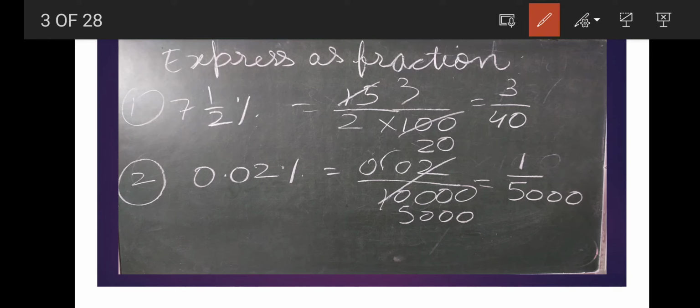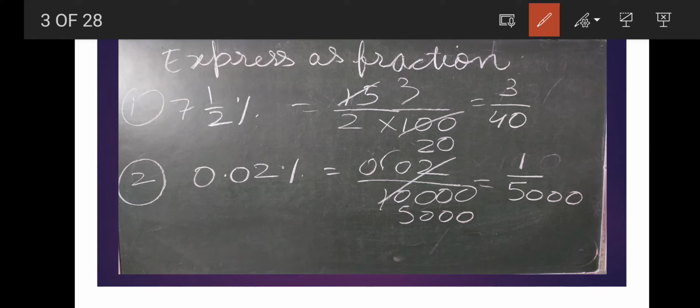Now next, express as a fraction. Here the percentage is given, and this question is just the opposite of the previous one. You have to express it as a fraction. The question can be expressed as a fraction or a decimal number. You know how to convert a fraction to a decimal number: with simple division you will get a decimal number also.